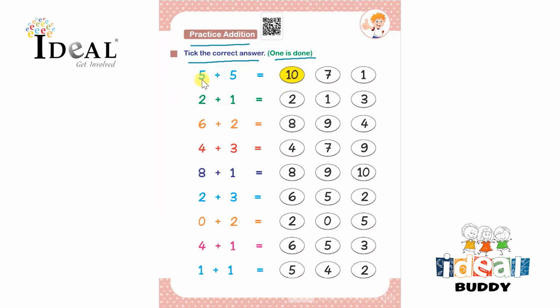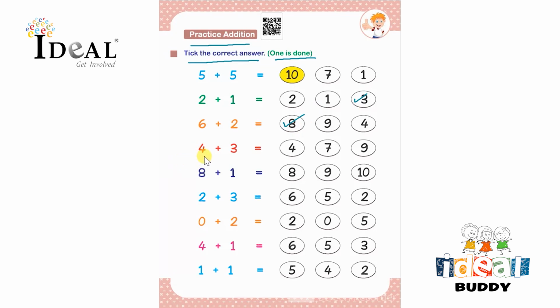Here it's 5 plus 5 equals 10. So 10 is the correct answer. After that it's 2 plus 1. So 2 plus 1 equals 3. So 3 is the correct answer. They have to put a tick mark. After that, it's 6 plus 2, which equals 8. So 8 is the correct answer. They have to put a tick mark on 8.